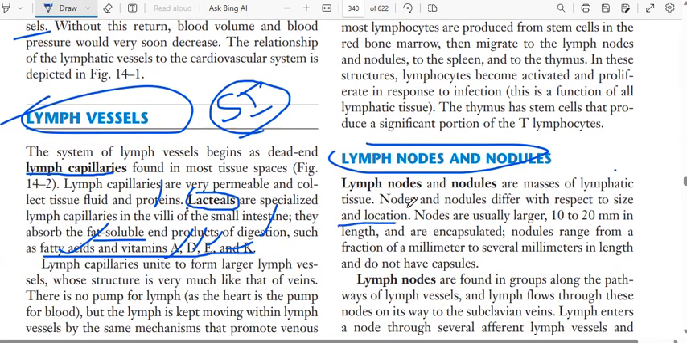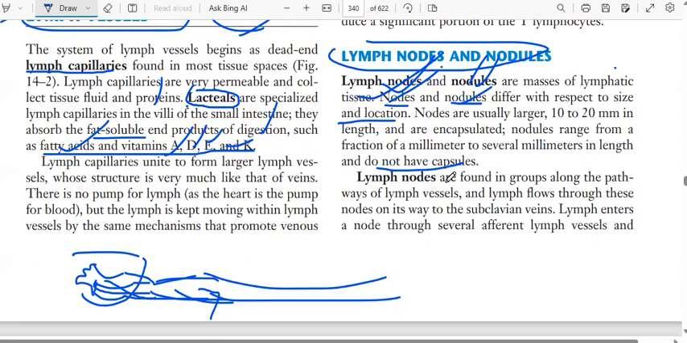So why do we call them nodes, and why do we call them nodules? Nodes are usually larger, and nodules are smaller. Nodes are 10 to 20 millimeters in length and are encapsulated. Nodules range from a fraction of a millimeter to several millimeters in length and do not have capsules. Nodules do not have capsules and are small, while nodes have capsules and are large. This is the reason.